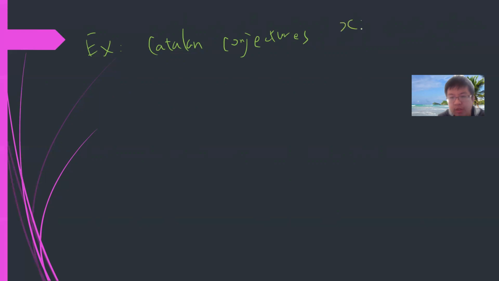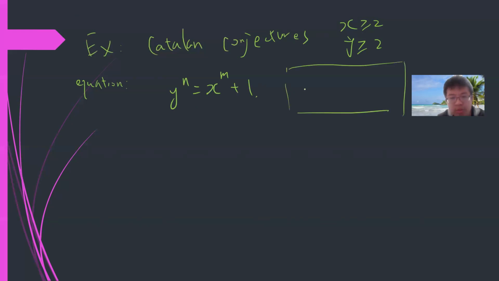Right, so consider x greater or equal to 2 and y greater or equal to 2, and people want to investigate the equation y to the n equals x to the m plus 1. One example is 3 squared equals 2 cubed plus 1. And this is very amazing that people believe, and I remember somebody already proved, that this is the only solution: n equals 2 and m equals 3.